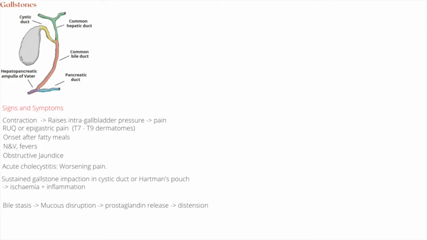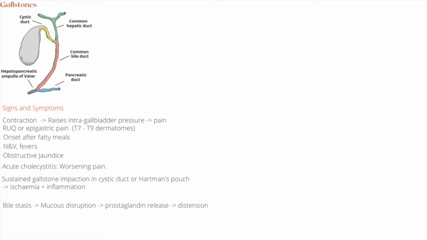Now, if there's prolonged obstruction by a gallstone, it can cause inflammation of the gallbladder. This is called acute cholecystitis. An easy way to remember it is by sounding out the name, so it's chole, bile, cyst, bladder, or sac that holds the fluid, and of course, itis, inflammation.